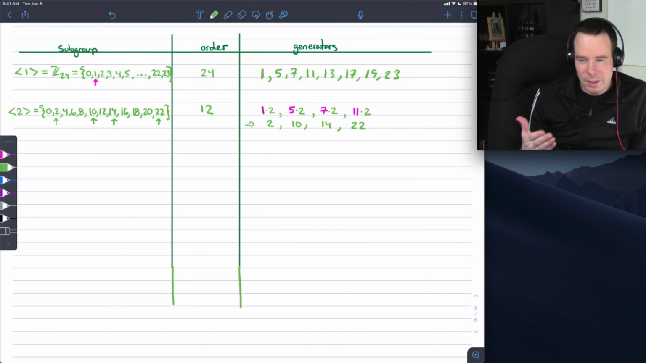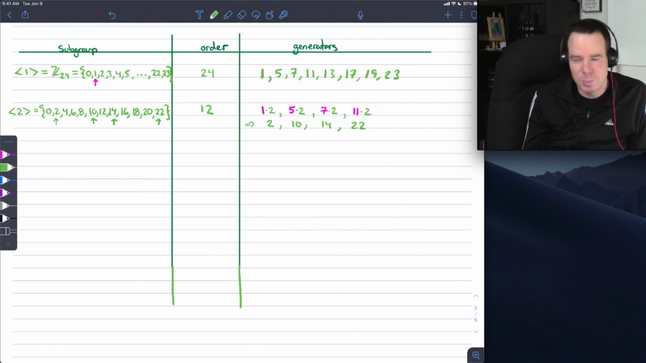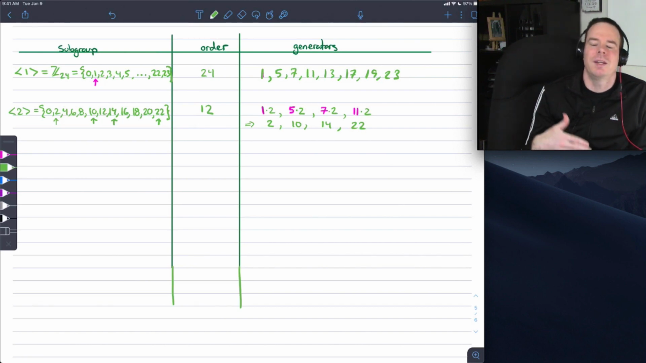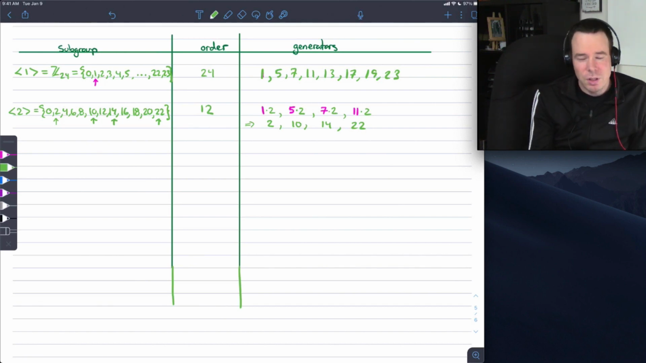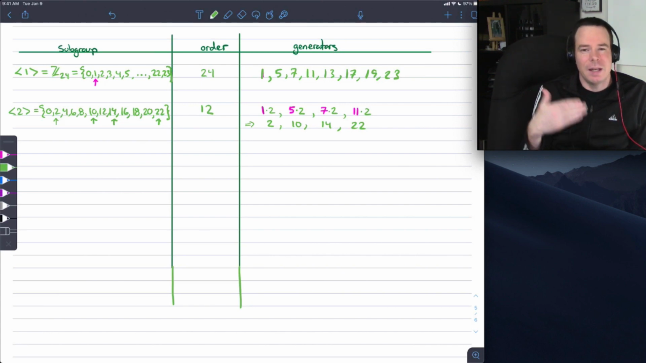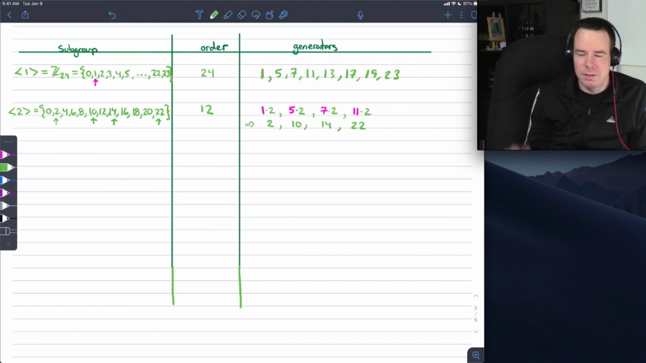So if I went 10, 10 plus 10 is 20, 10 plus 20 is 30, which is mod 24, which is 6, plus another 10 is 16, plus another 10 is 26, mod 24 is 2, plus another 10 is 12, plus another 10 is 22, plus another 10 is 32 mod 24, which is 8. So you can see as I keep adding 10 to itself, I'm going to get all of these numbers.